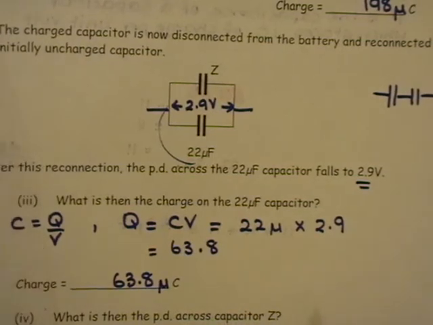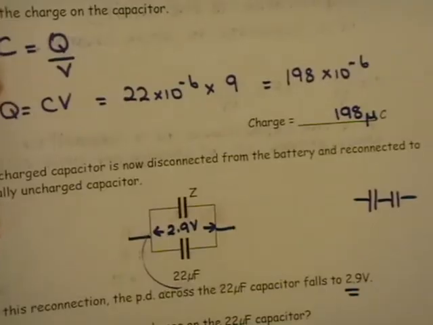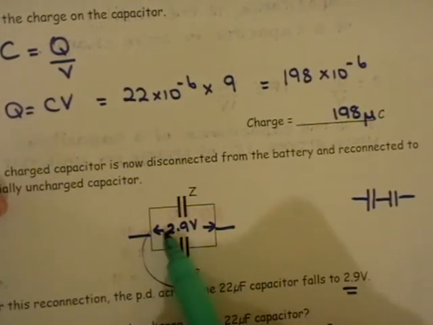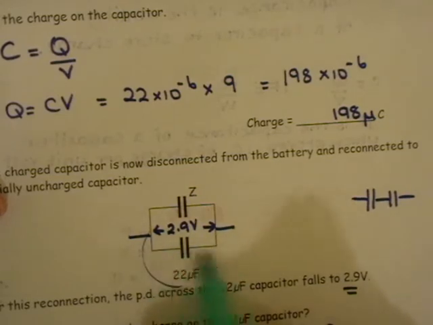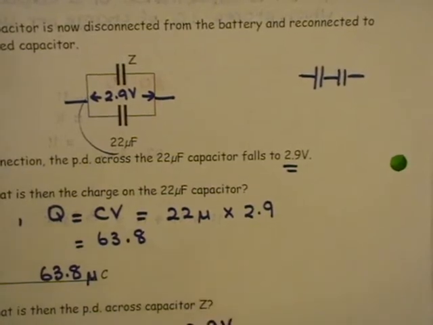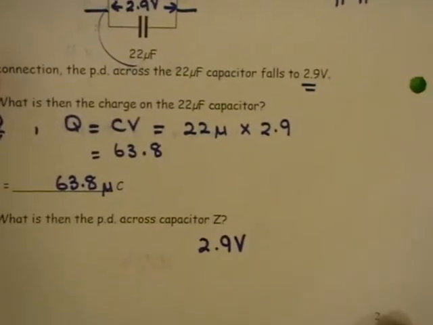What is the PD then across Z? So if you remember a minute ago, we said that the 22 microfarad capacitor's voltage had dropped to 2.9. And in a parallel circuit, whatever you have across one capacitor, you have across the other. So the answer there for Z is also 2.9 volts.